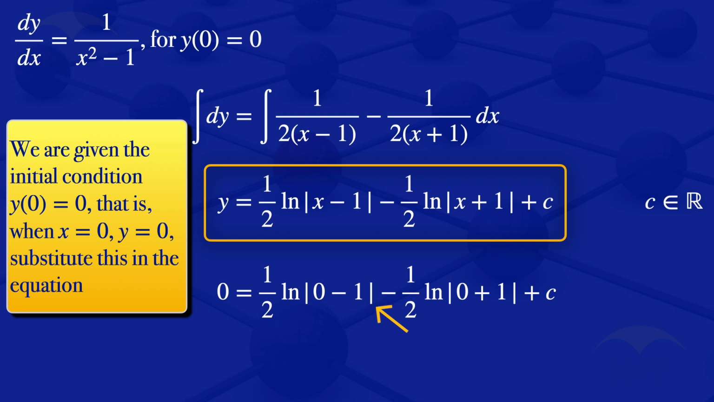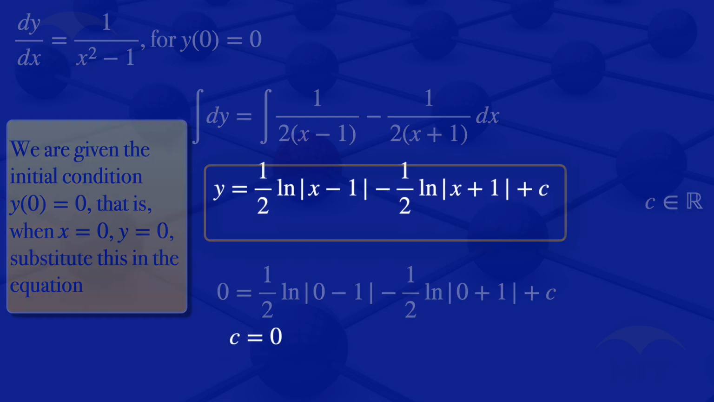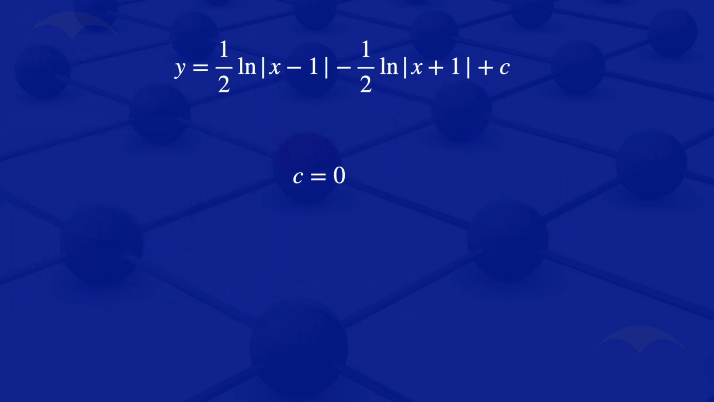Looking at this part here, 0 minus 1 gives us a minus 1. When you take the absolute value, it gives us a 1. ln of 1 will give us a 0. Then on this part, we just remain with ln of 1. ln of 1 is a 0. So we are having 0, 0 there, then plus the c. So what we remain with is c is equal to 0. So we are saying that c is equal to 0.